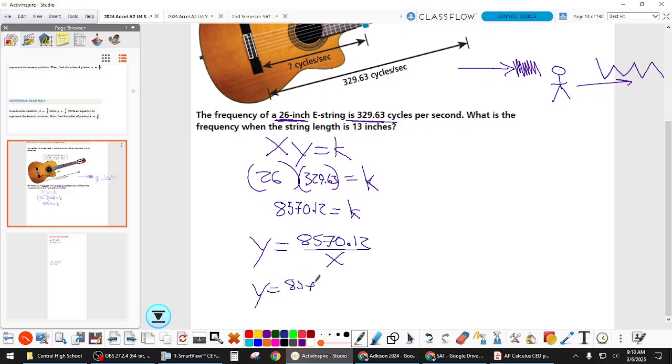The calculation is 659.24. Every time, like we were watching, it's double 329.63. So what would the pitch be, higher or lower? Higher, because our frequency is higher. Those two are directly proportional. All right.